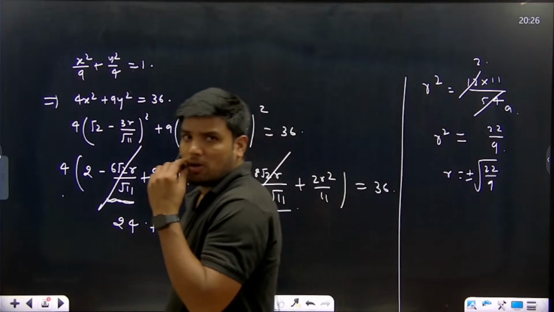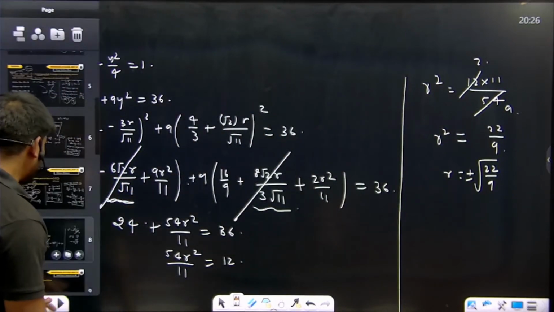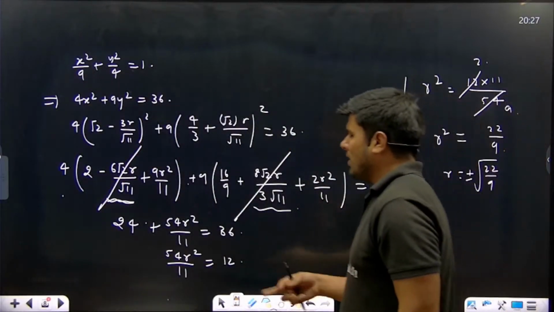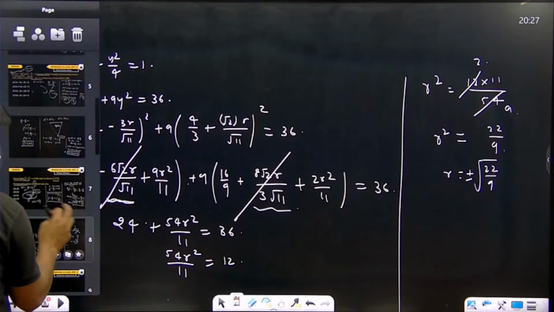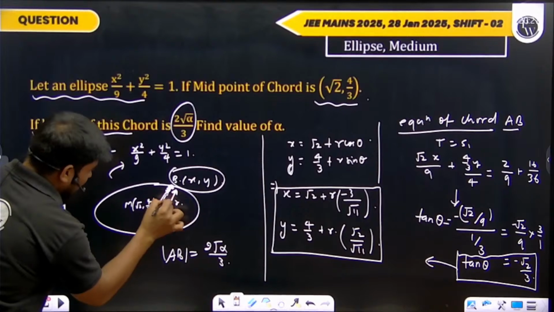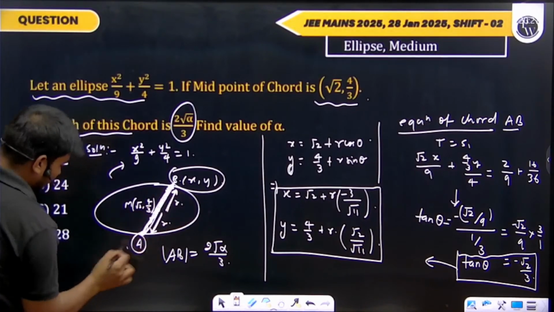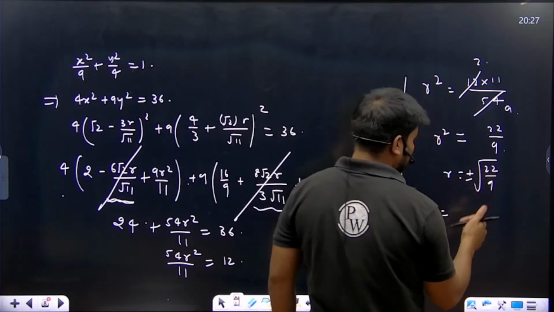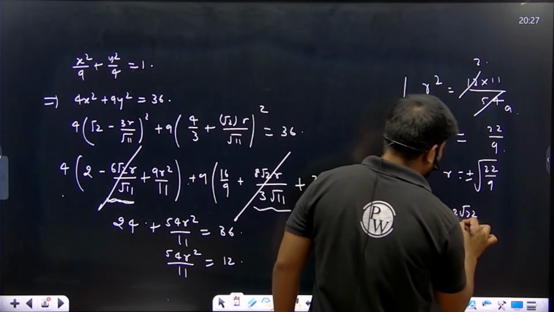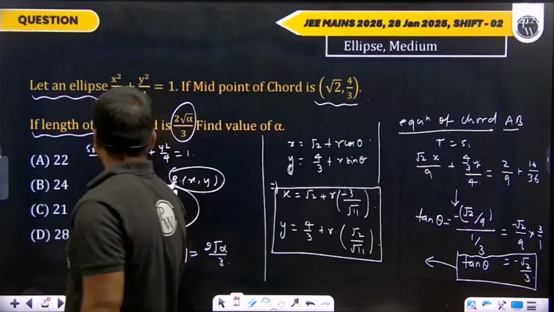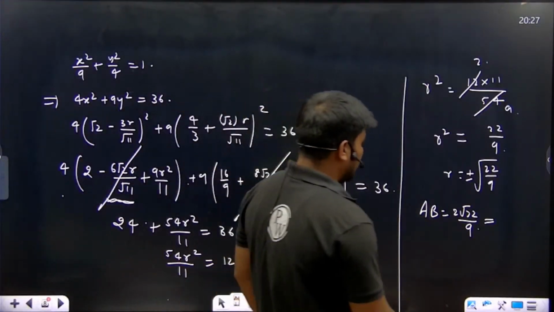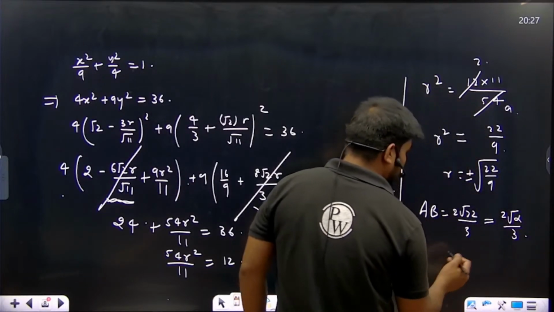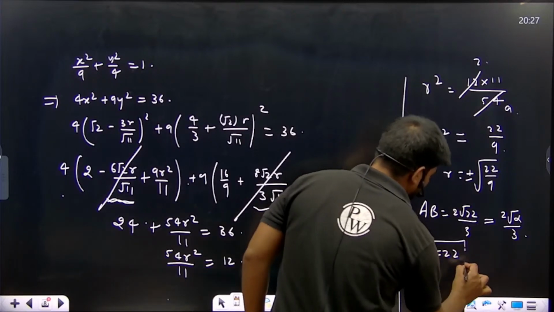Corresponding to this plus and minus sign, we will get two values of r, and corresponding to those values of r we will get coordinates of A and B. But we have to do only one thing, we have to find the length of this AB. This is r and this is r. So length of AB will be 2r. We will take modulus. So from here we will get 2 root 22 upon 9. And it is also given as 2 root alpha by 3. Sorry, this is 3. So 2 root alpha by 3. On comparing, we get alpha as 22.